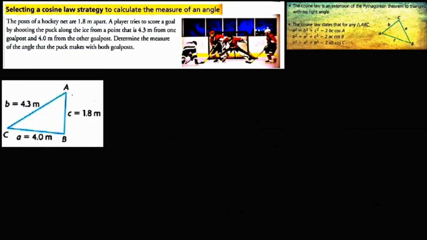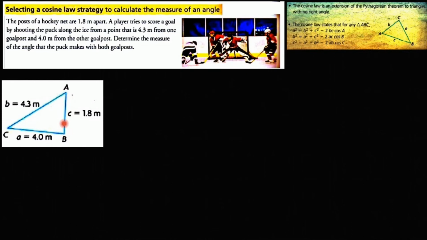Okay, let's look at the last question. The posts of a hockey net are 1.8 meters apart. Players try to score a goal by shooting the puck along the ice from a point that is 4.3 meters from one goalpost and 4.0 meters from the other goalpost. Determine the measure of the angle that the puck makes with both goalposts. I draw a diagram to simulate this situation.